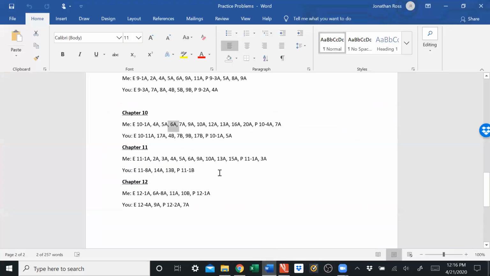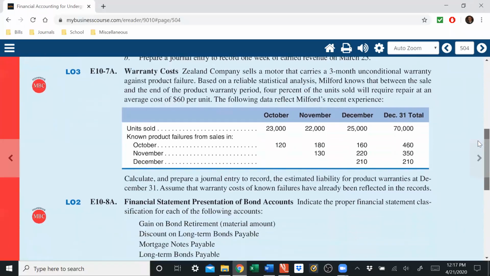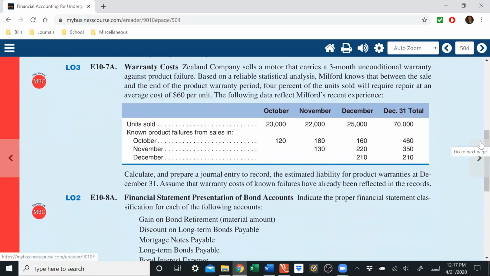What else should we work here? What's 7a about? Warranties, okay, we can do warranties. Zealand Company sells a motor that carries a 3-month unconditional warranty against product failure. Based on a reliable statistical analysis, Milford, I think this is a typo. This should be Zealand. Zealand Company knows that between the sale and the end of the product warranty period, 4% of the units sold will require repair at an average cost of $60 per unit. The following data reflect Zealand's recent experience.